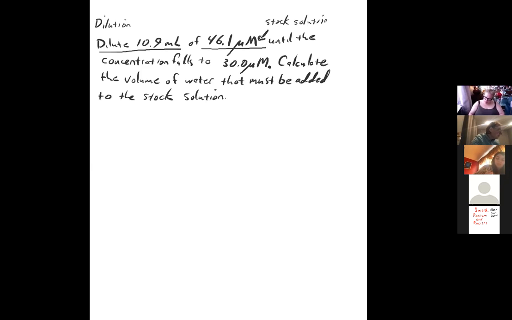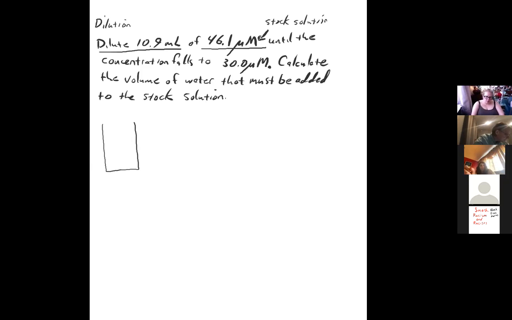Sorry, that goes right in there. So dilute 10.9 milliliters of 46.1 micromolar stock solution until the concentration falls to 30.0 micromolar. Calculate the volume of the water that must be added to the stock solution. So here's what we're doing. We're saying the following now. It's a little different than the previous one.